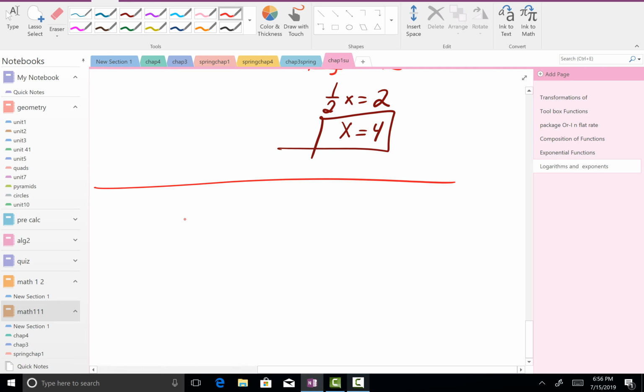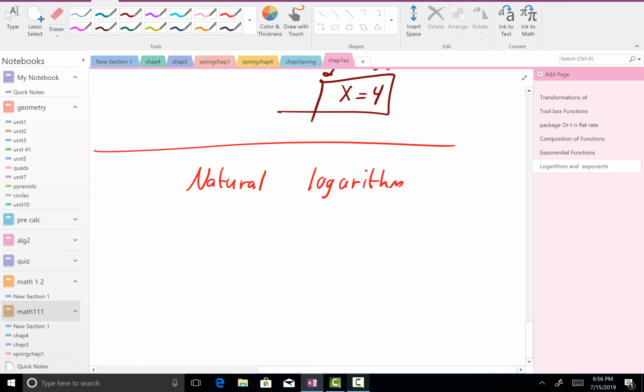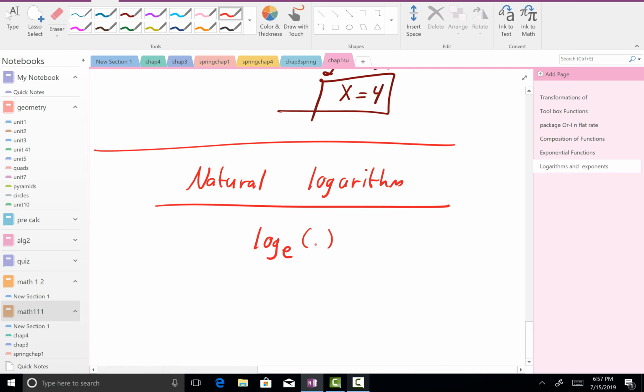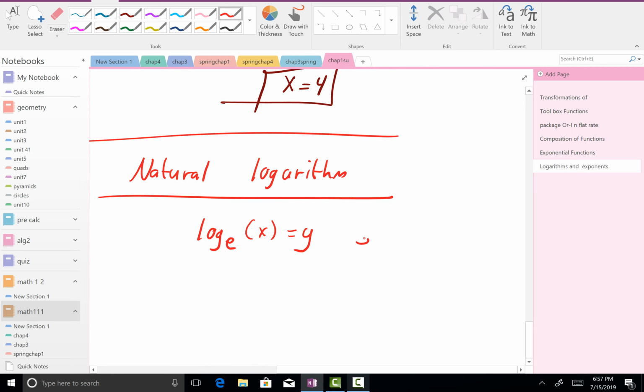So last week we talked about the number e. And I said I was going to come up with logarithms. So here we go. The natural logarithm is just a log with a base of e. Everything else is the same. It doesn't really matter here. We'll put x equals y, so that means we'd have e to the y is equal to x.